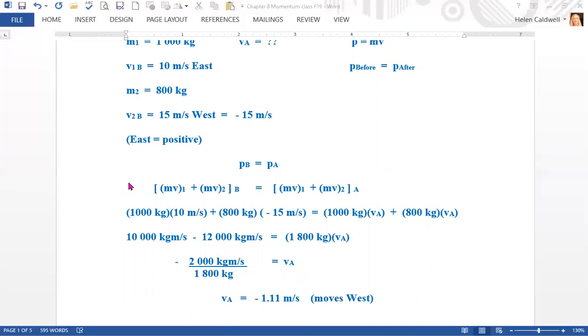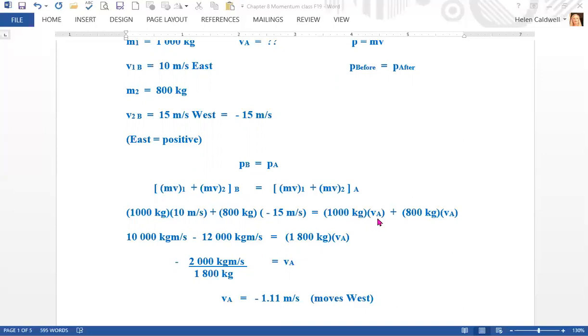So car 1 has a mass of 1,000 kilograms and he's going 10 meters per second east. Plus car 2 is 800 kilograms going negative 15 meters per second. That minus sign is there because he's going west. Equals the mass of car 1, which is 1,000 kilograms, times v after. Why do I just have v after? Because they lock bumpers. They don't have a separate velocity. Car 1 and car 2 have the same velocity, v after.